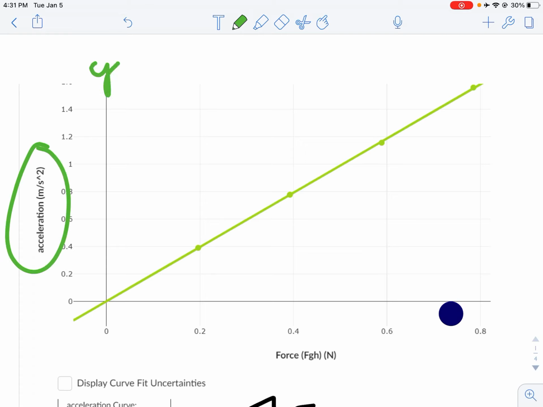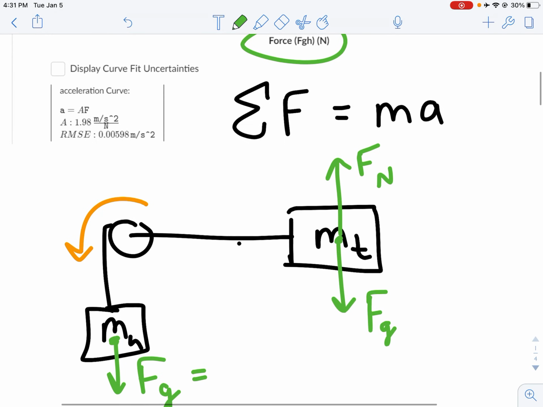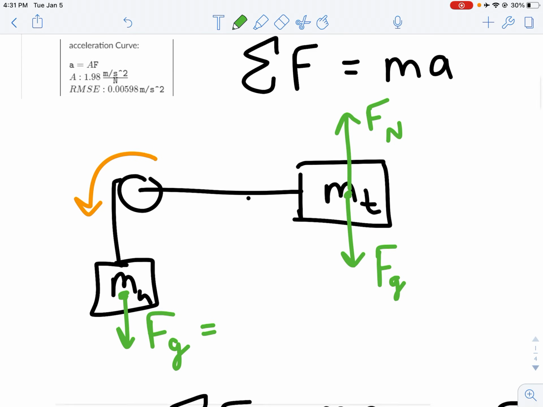This is our y-axis. We've got acceleration graphed as a function of force. That force, if we look in this picture, which force are we talking about? Well, it's the net force. Well, what's the net force?